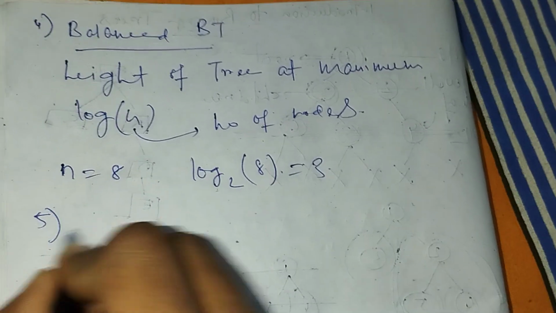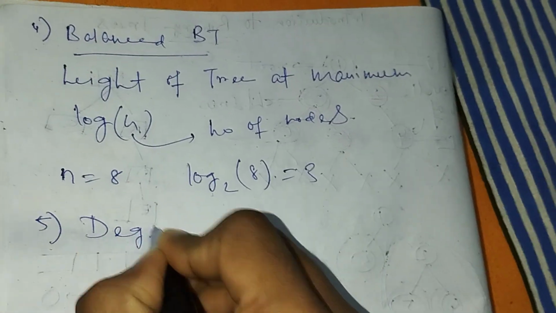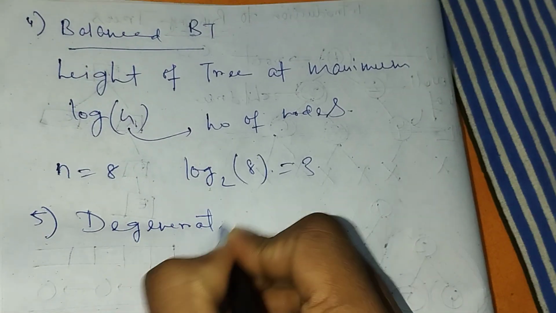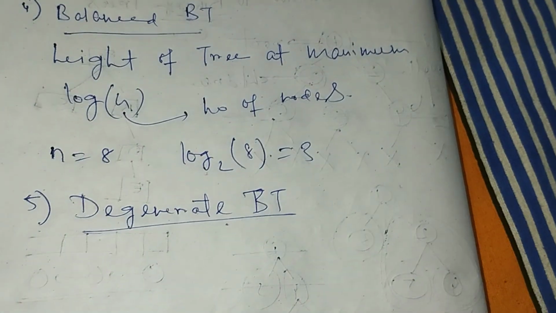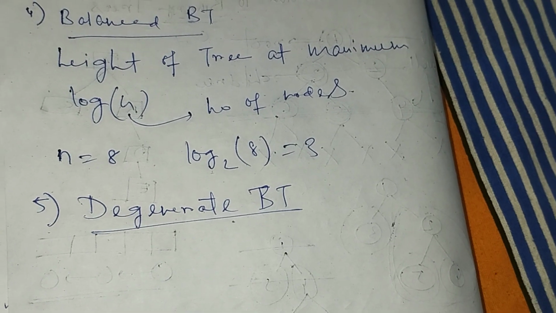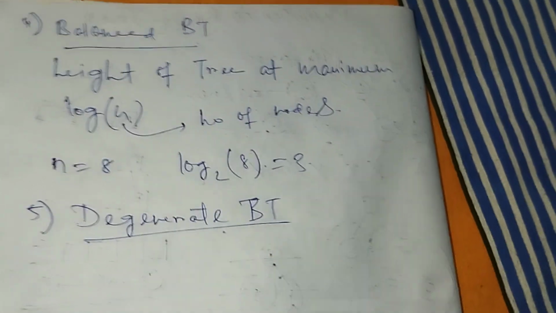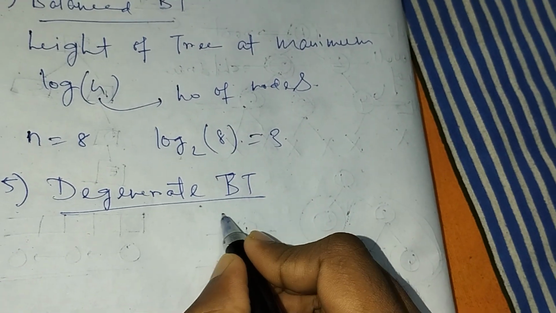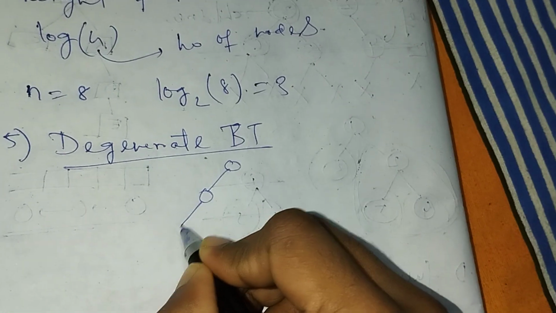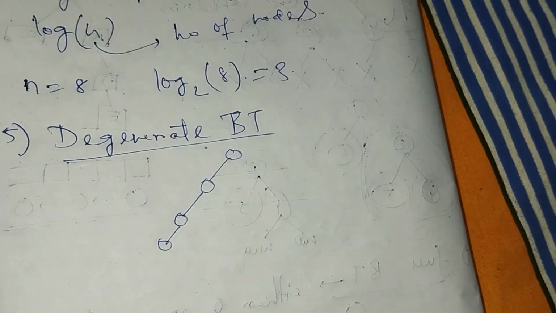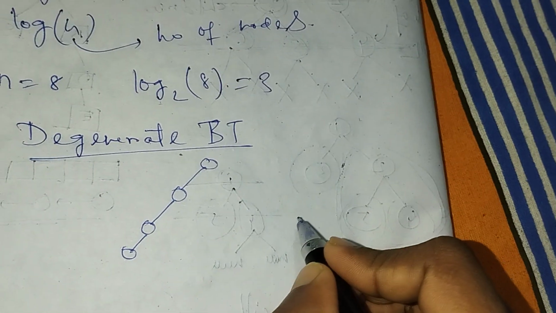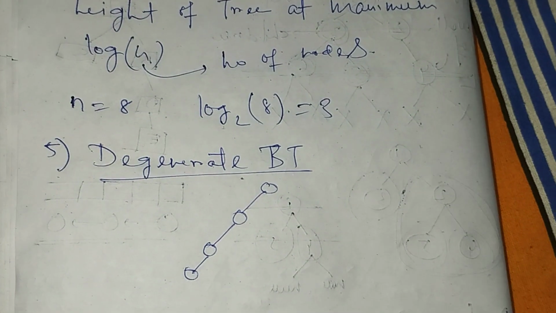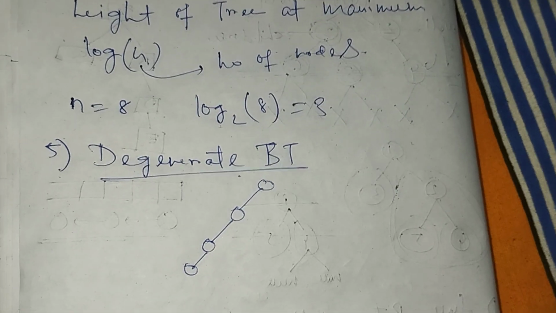So now let's talk about our last tree, which is the degenerate binary tree. What is a degenerate binary tree? A tree in which all the internal nodes have only one child. It means a skewed tree, something like this. Does it look similar to something you know? Yeah, it's something like a linked list. So what is a degenerate tree? A tree in which all the internal nodes have only one child.